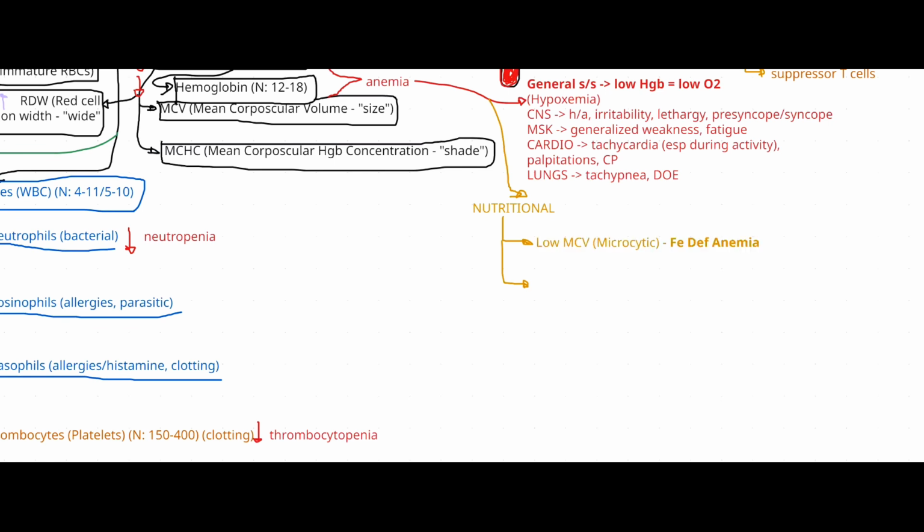Now there's also the opposite, wherein there's going to be a high MCV, and this is called macrocytic. Now in your lessons, you may also see this described as megaloblastic anemia. And there's two kinds. These are your two kinds down here. So I'm going to differentiate them just for the sake of technicality.